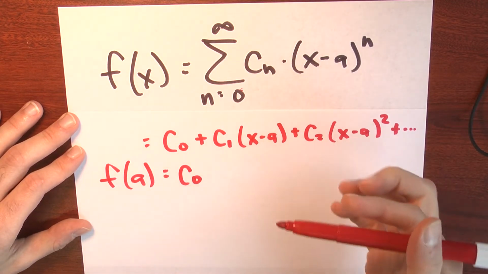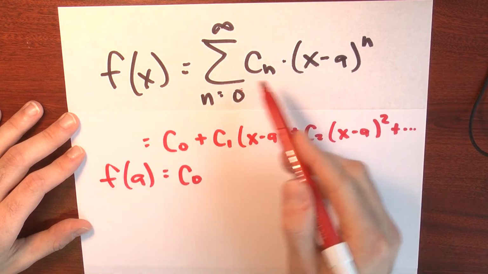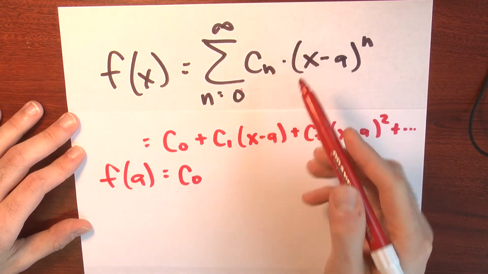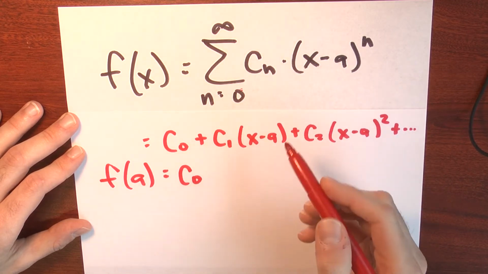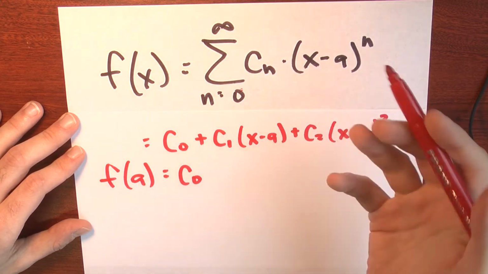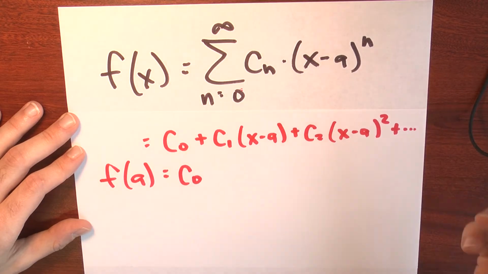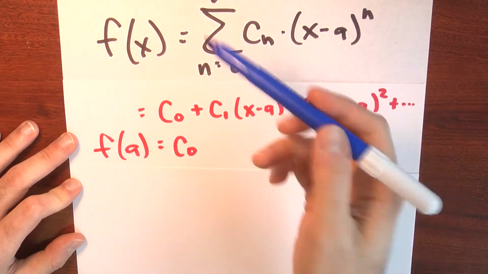Well, another way to say that is that if I knew that this was true for values of x within big R of a, then I know what c sub 0 has to be. C sub 0 has to be the value of f at the point A. The next coefficient can be computed in terms of the derivative, but not the derivative at 0, but the derivative at the point A. Well, let's differentiate this and see what we get.